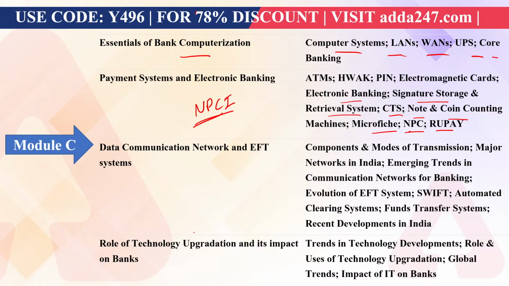Next is data communication network and electronic fund transfer system. So components or modes of transmission we have to cover, the major networks in India, emerging trends in communication networks for banking, evolution of the electronic fund transfer system, then SWIFT we have to cover, automated clearing system, fund transfer system, recent developments in India. So we have to cover all the national and international networks which help the banking system to share their financial messages or financial transactions among them, at the global level and at the national level also.